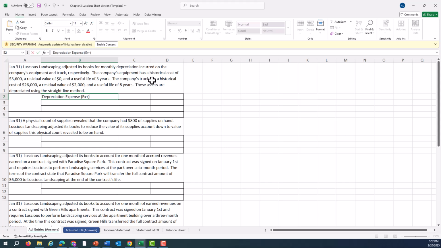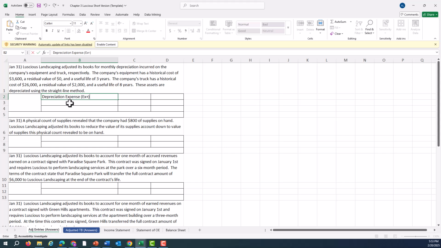Our other depreciable asset is a truck. We paid $26,000 for it originally, so that's its historical cost. We think that at the end of this truck's life, we're going to be able to sell it or scrap it or trade it in or whatever for $2,000. That's residual value we get back when we're no longer using this. And our estimate is we're going to use this truck for a period of 8 years.